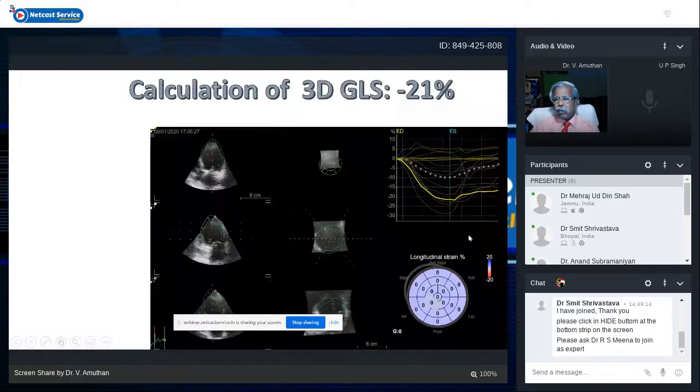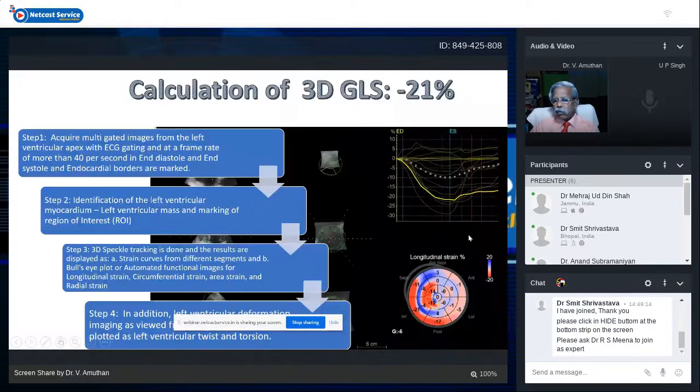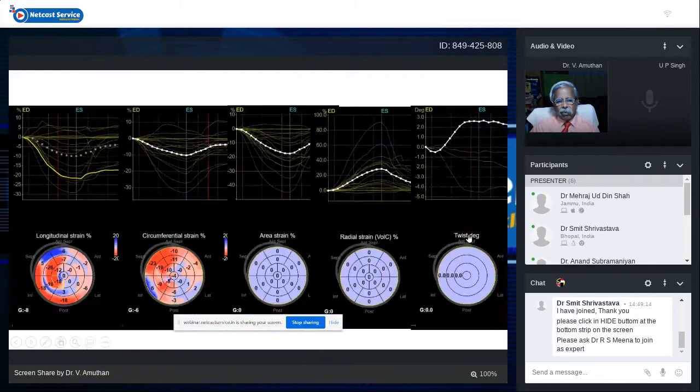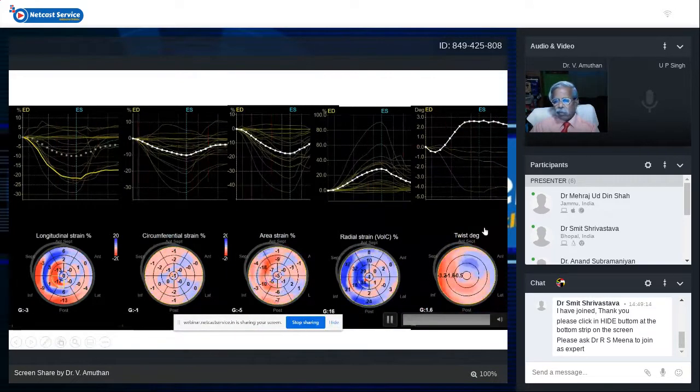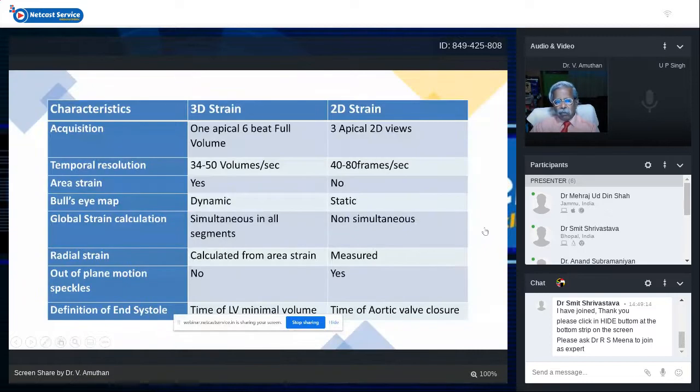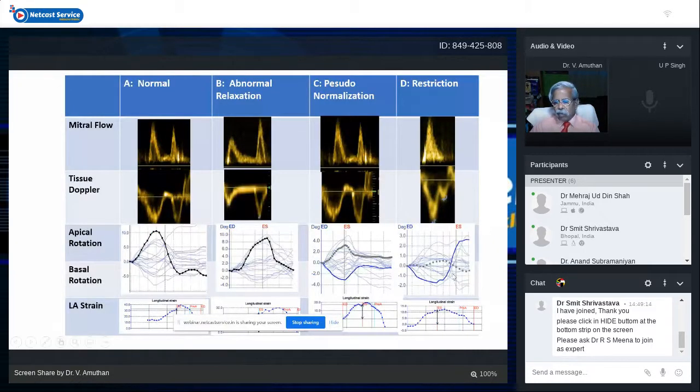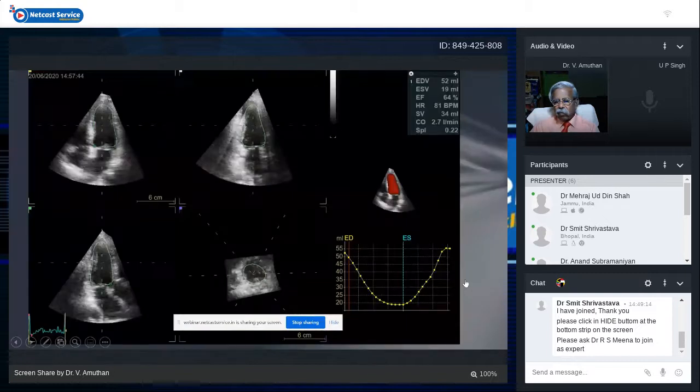This is strain. This is a calculation of the 3D strain in this patient. You can see here the longitudinal strain, circumferential strain, area strain, radial strain, and twist. All these dynamics are possible in the same patient. So the basal rotation can be diagnosed from this patient.